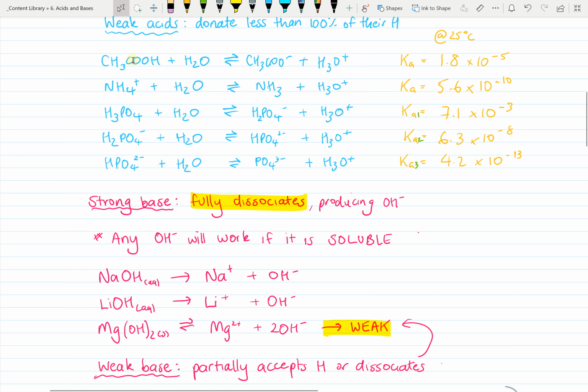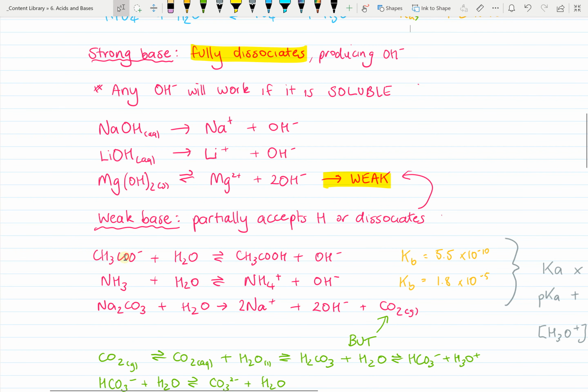So you'll see up here, I wrote ethanoic acid acting as an acid. What that means is it's bumping into water, and it's donating a hydrogen to water. So it's acting as an acid. This hydrogen's going to go sit next to the lone pair of electrons on the oxygen and make this H3O+.